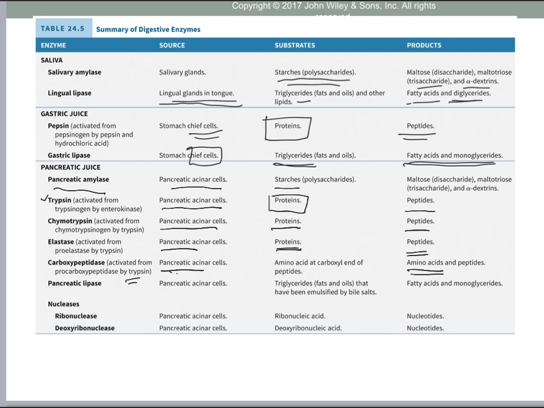Pancreatic lipase, so we're seeing the acinar cells of the pancreas secreting lipase to break down triglycerides, other fats and oils that have been emulsified by bile salts into our product being fatty acids, and look at our result from triglycerides all the way down to our monoglyceride. We have nucleases, ribonucleases and deoxyribonucleases. Again, the pancreatic acinar cells, we're breaking down ribonucleic acid and deoxyribonucleic acid, so RNA and DNA, with our end result being nucleotides.